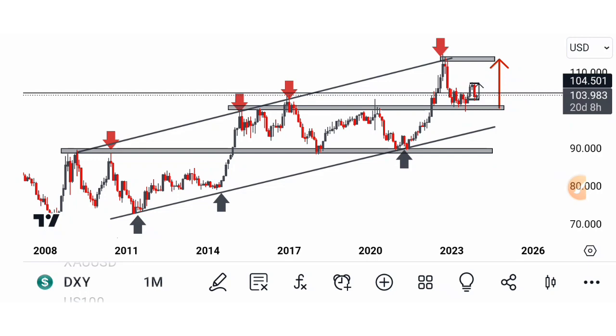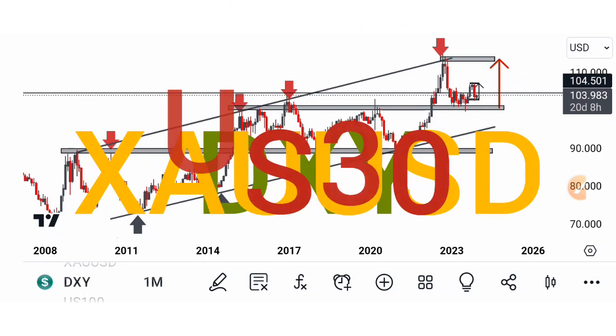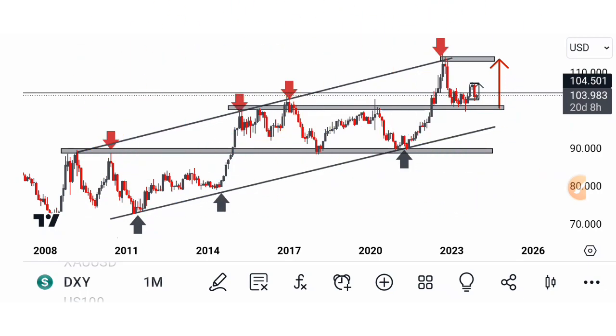It's the time of the week where we do the weekly analysis, and today I'll be doing the dollar index, gold, US30 and US100, and I'll start with the dollar index since it's the first on the watch list.